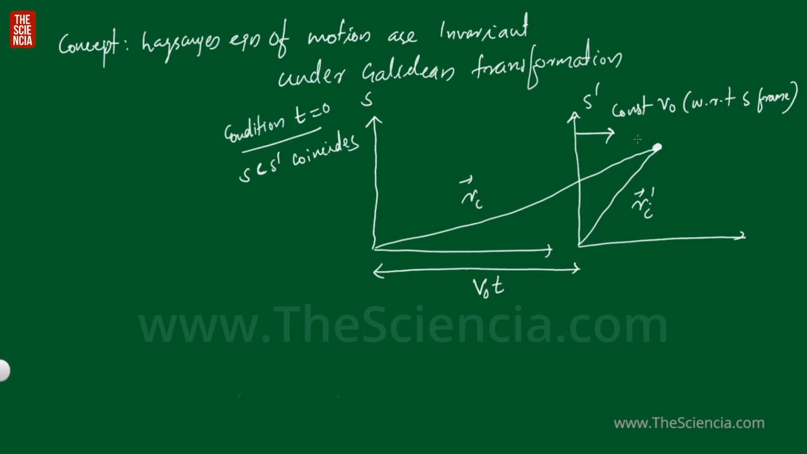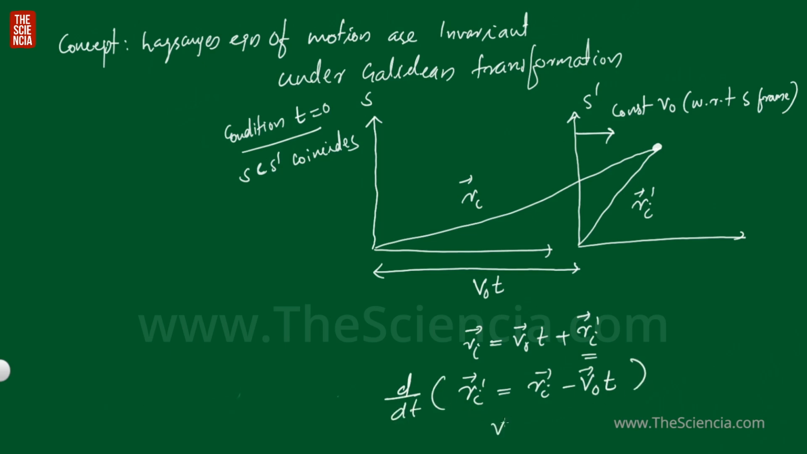So here you can see a triangle is formed. So I can write Ri vector equal to v0 t plus Ri prime vector. So I can find the Ri prime vector, that is equal to Ri vector minus v0 t. Now I am taking d by dt of this equation. So what we get? I get vi prime vector equal to vi vector minus v0 vector.